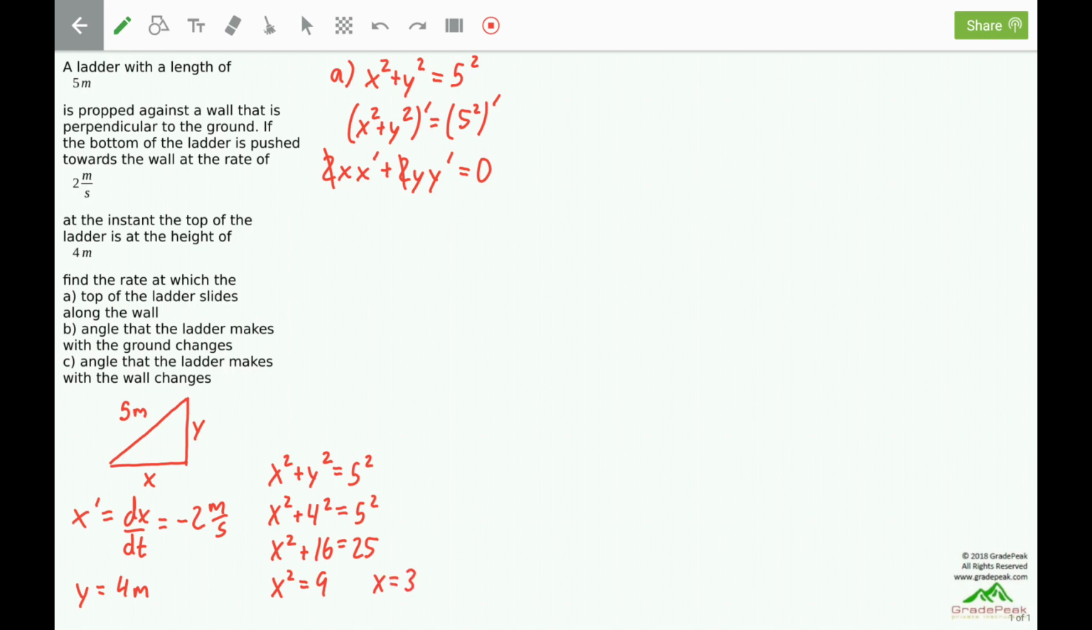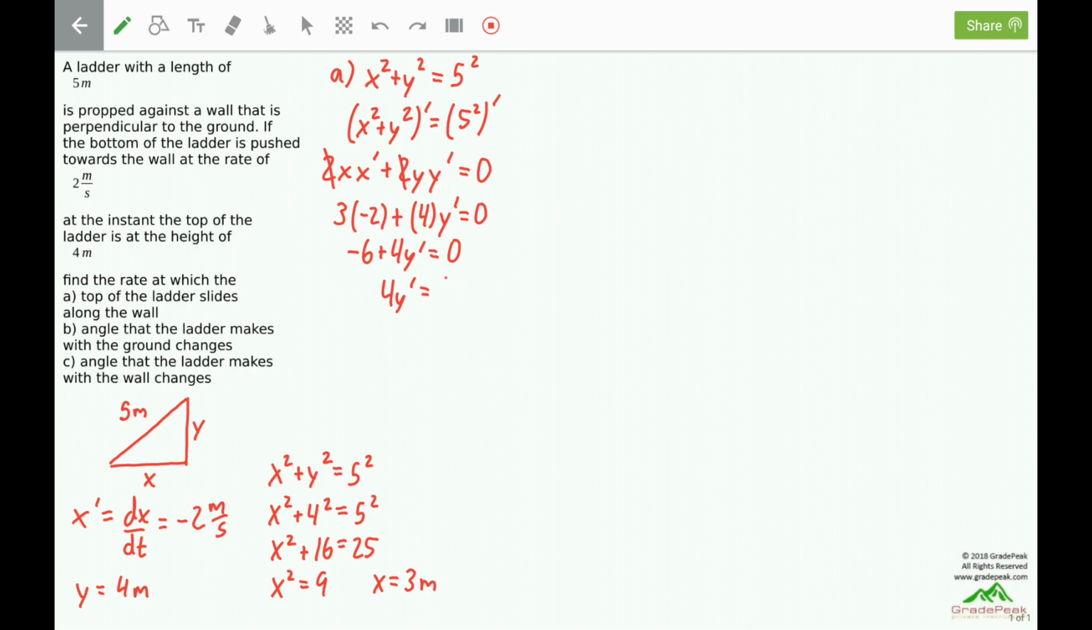We will get positive 3 as well as negative 3, but this is supposed to measure the distance of the bottom of the ladder to the wall. It cannot be a negative number, so we will only keep the positive number. We're in length units of meters here, so that'll be 3 meters. We can now plug that 3 in for x up here in the related rates equation. 3 times x prime, which is negative 2, plus y, which is 4, times y prime equals 0. So negative 6 plus 4y prime equals 0.